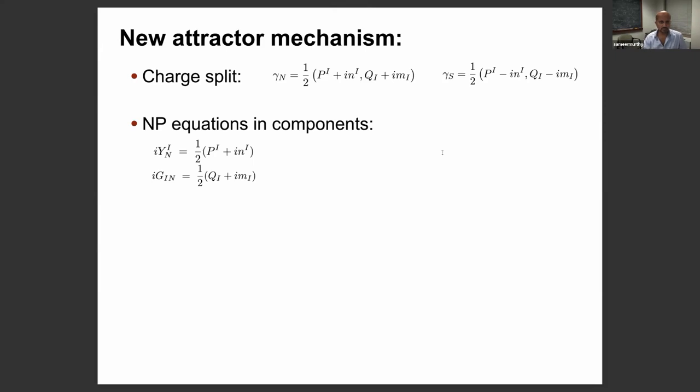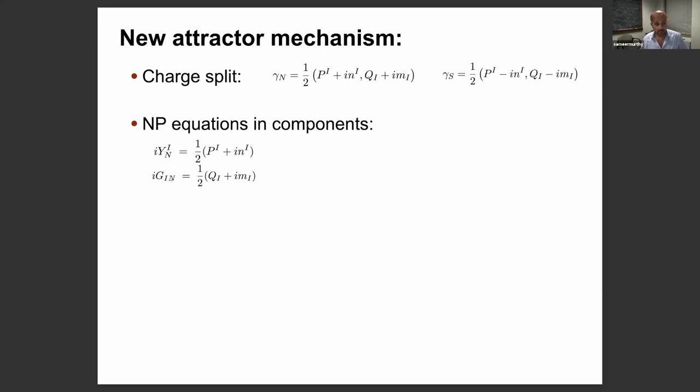But now let's look at it in a little more detail. So the North Pole equation is complex. So there's a complex Gamma, and it's equal to half times (p plus i n), and the g is equal to (q plus i m) times half. And these are the new dipole charges, which should be determined. These are dynamical parameters of the solution. They're not fixed at infinity.